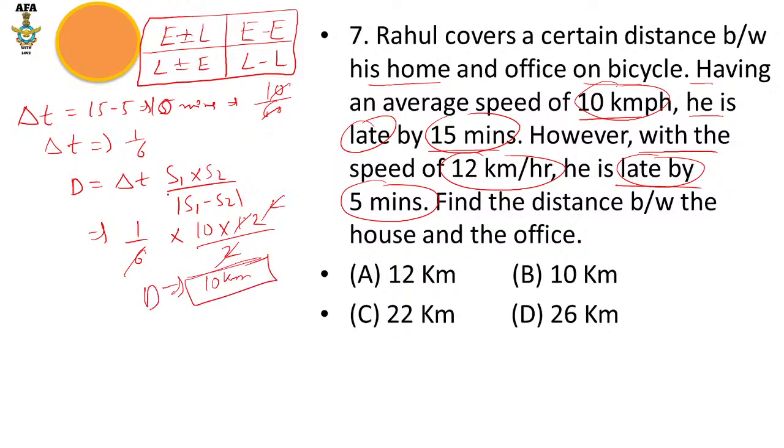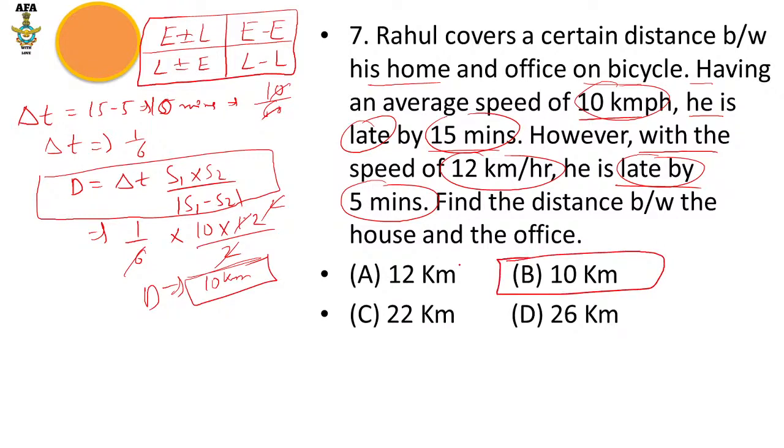This is the distance. So this is the formula, D equals delta t times s1 into s2 by mod s1 minus s2. This is the formula for solving this question. Clear? I hope it is clear. So the correct answer will be option B.